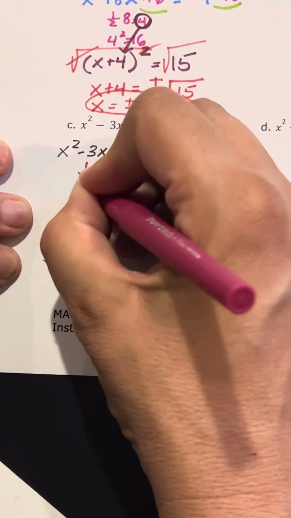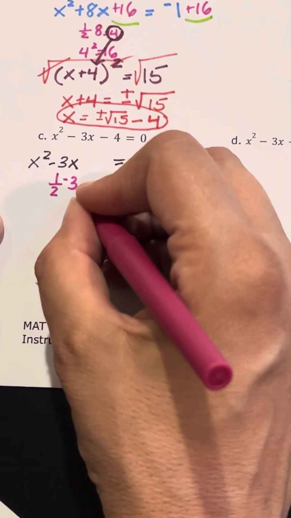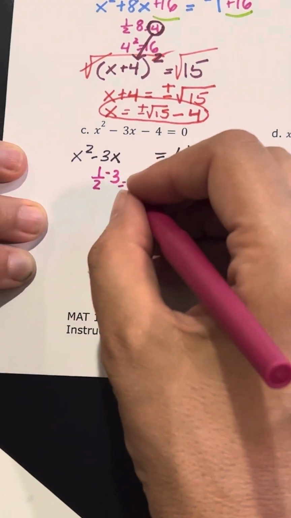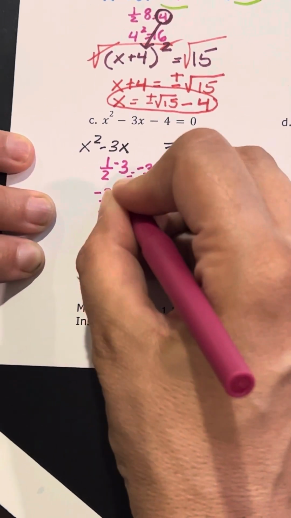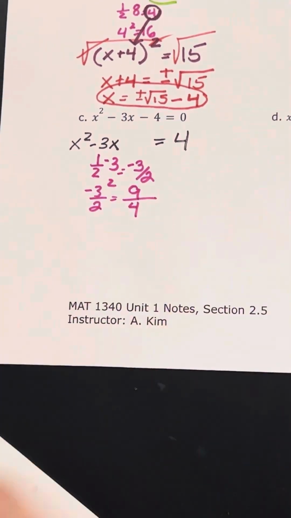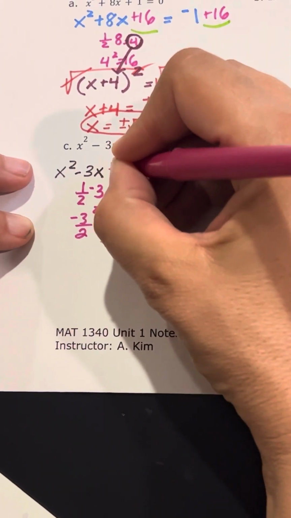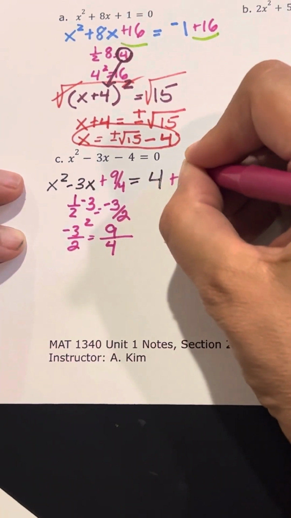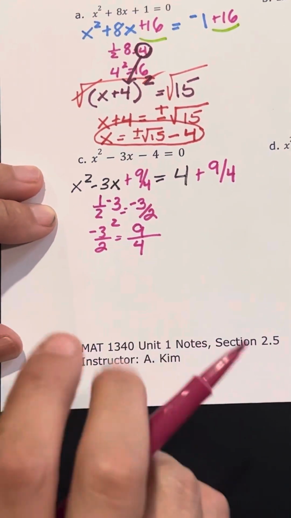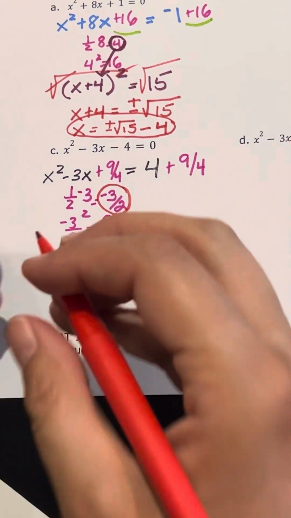Now I have to take half of this number, half of -3. Well, that's -3 over 2. And then you have to take -3 over 2 and square it. And that's 9 over 4. That's the number that you're going to put in now on both sides. Plus 9 over 4 and plus 9 over 4. Remember, what we want here on this side is a perfect square. And I told you, whatever number you get here goes in the parentheses.